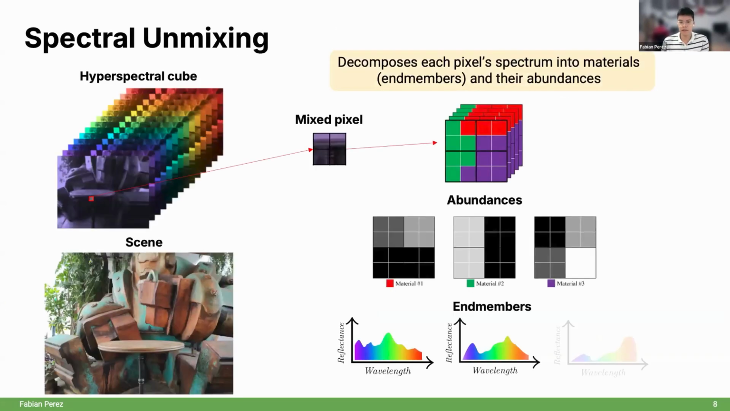So in real scenes, a pixel captured in a hyperspectral scene may contain multiple materials. So spectral unmixing is the process of breaking down these mixed signals into 2 components, the abundance component and the endmembers component. You can think of abundances as the fraction of each material's contribution in the pixel, like the percentage, and the endmembers are the pure spectral signature of the material, like the representative low-rank representation of the spectral signature.